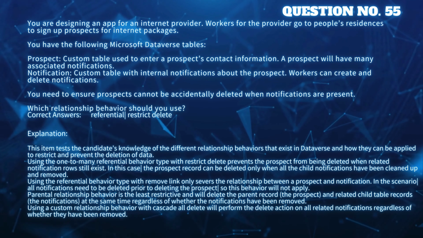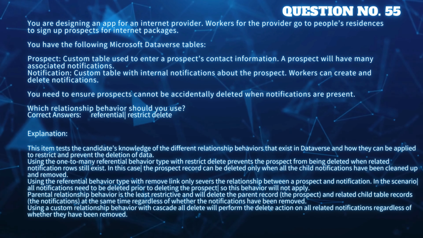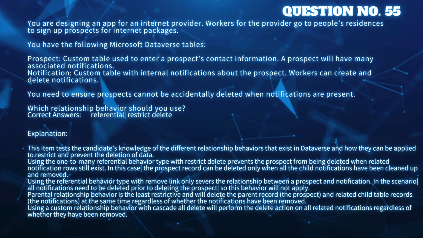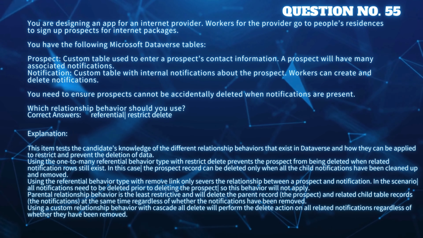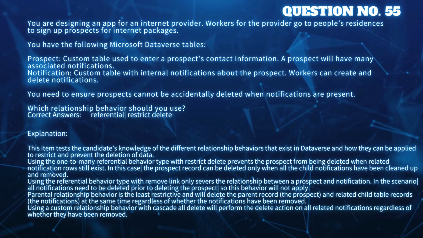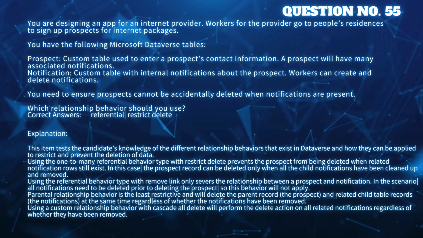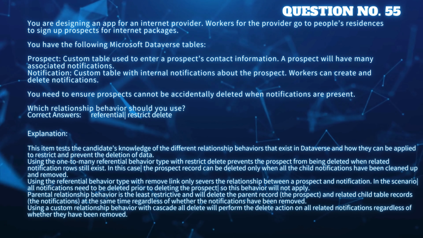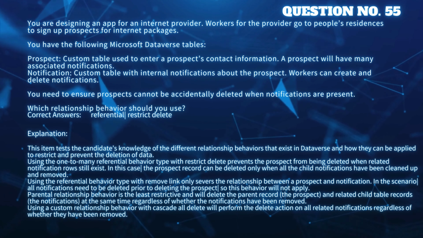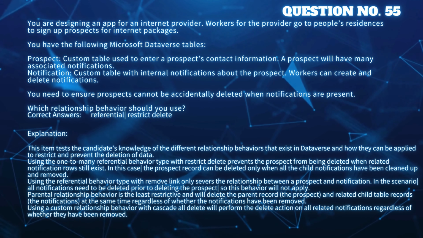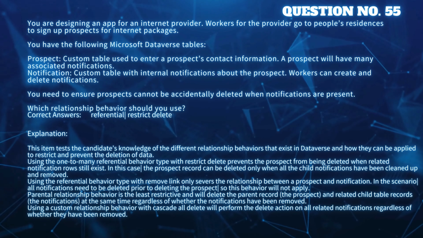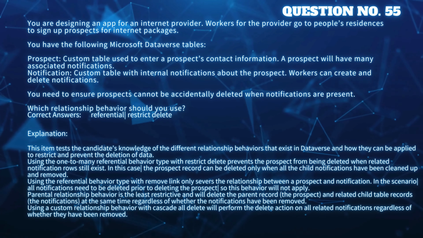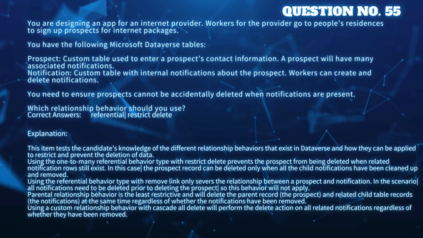and removed. Using the referential behavior type with remove link only severs the relationship between a prospect and notification. In the scenario, all notifications need to be deleted prior to deleting the prospect, so this behavior will not apply. Parental relationship behavior is the least restrictive and will delete the parent record, the prospect, and related child table records, the notifications, at the same time regardless of whether the notifications have been removed. Using a custom relationship behavior with Cascade All Delete will perform the delete action on all related notifications regardless of whether they have been removed.